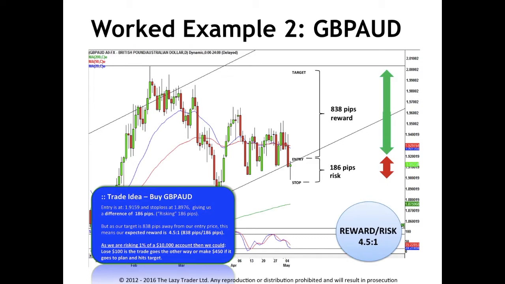Same principle when we come to, say, pound versus the Australian dollar. We've got a bullish pin bar reversal here. We've got an entry above the high of this bullish pin bar reversal, stop loss below the low. We are risking 186 pips and we are targeting the previous swing high as we normally do in upward trending markets. 838 pips divided by 186 equals 4.5 to 1. So that is a very healthy reward to risk.